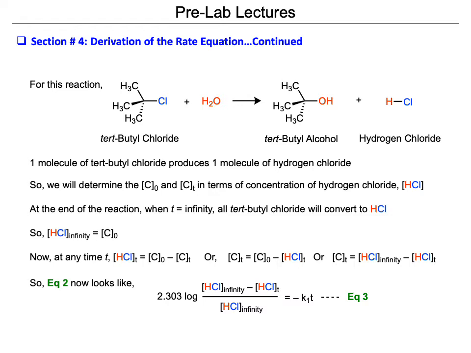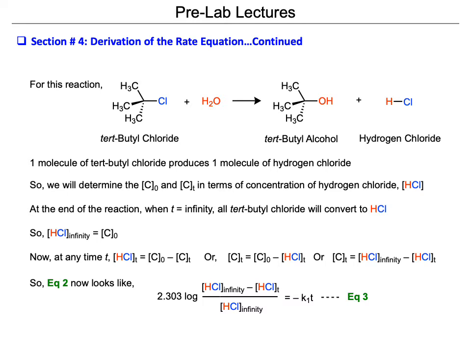Now at any time t, we know that the momentary concentration of HCl equals the final concentration of the tert-butyl alcohol minus the momentary concentration of the tert-butyl alcohol. So we can change the sides of the variables, and you see that the momentary concentration of the tert-butyl alcohol is equal to the initial concentration of the tert-butyl alcohol minus the momentary concentration of the hydrogen chloride.